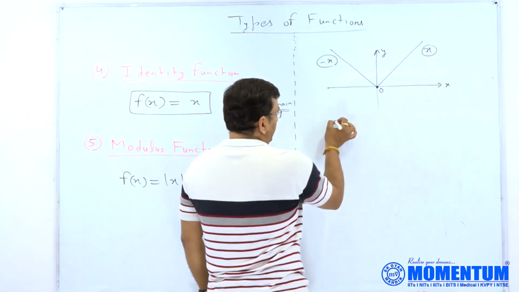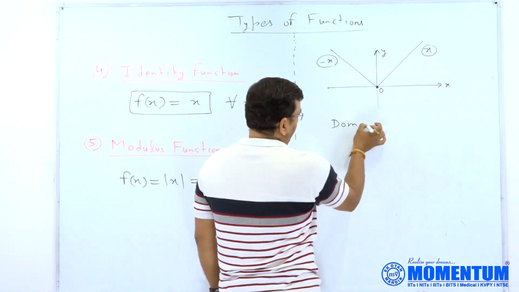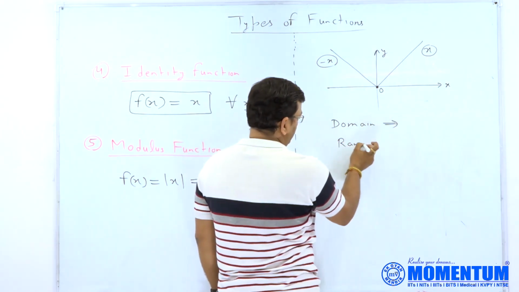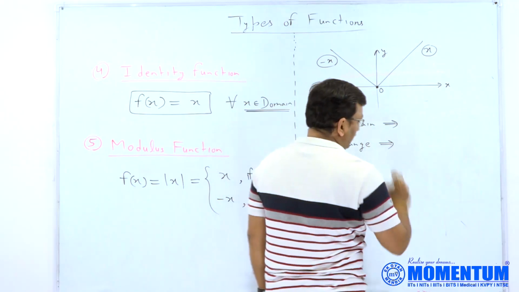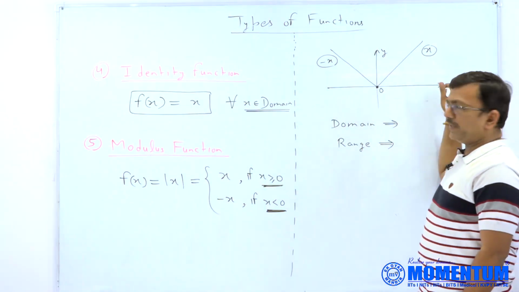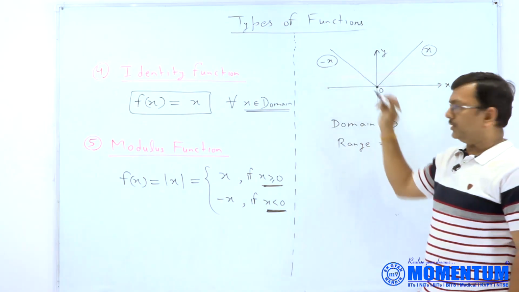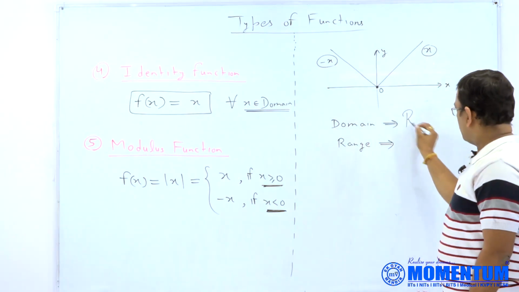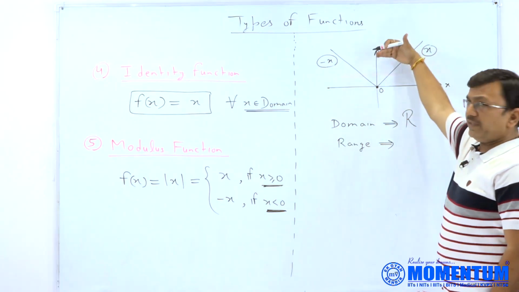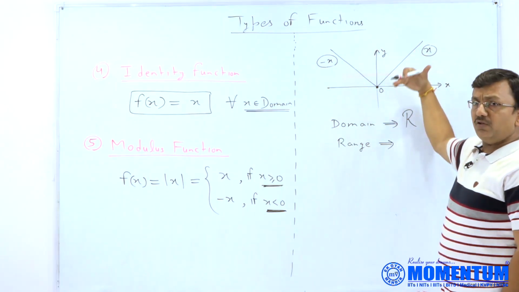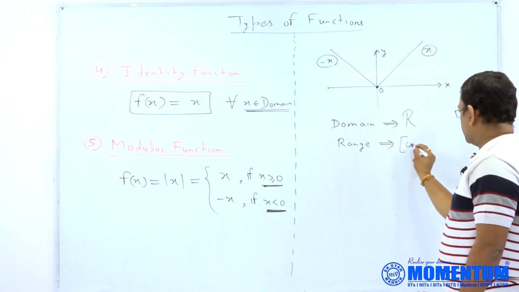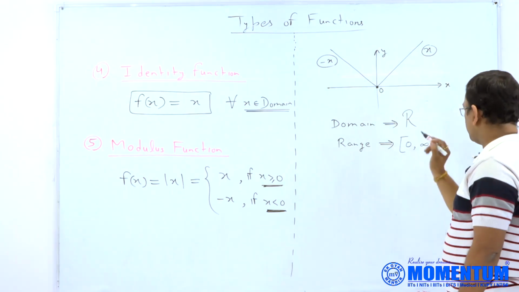Now, looking at the graph we can comment on domain and range. From a graph, how do we find the domain? All the values of x for which the graph is possible, that is called the domain. So here it is all real numbers. Range is on the y-axis. The y-axis values of the graph are called the range. So here it is square bracket 0 to infinity.